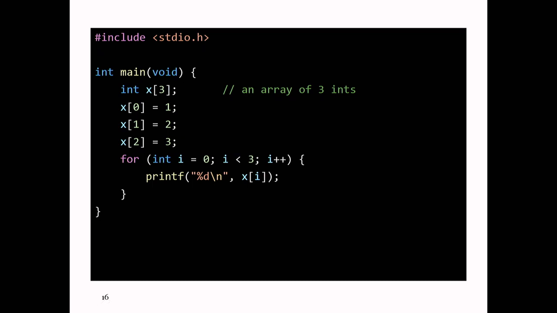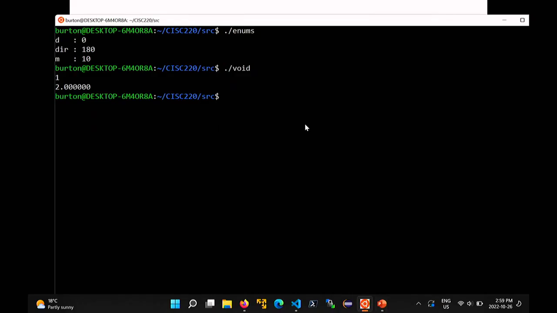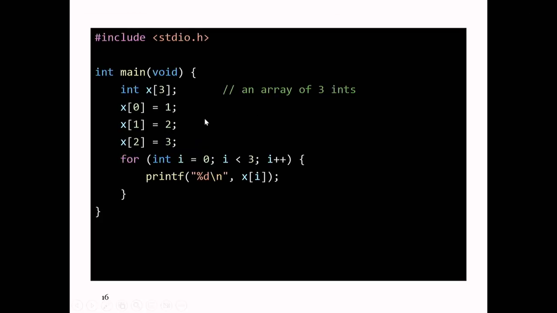And then you can write a little loop and print out the values of the array. Not surprisingly, this prints out 1, 2, 3. That shouldn't be really surprising. The only difference compared to Java is that you can put in the size of the array here.